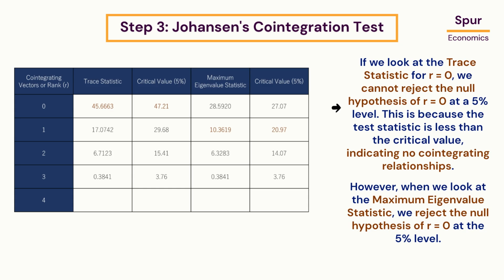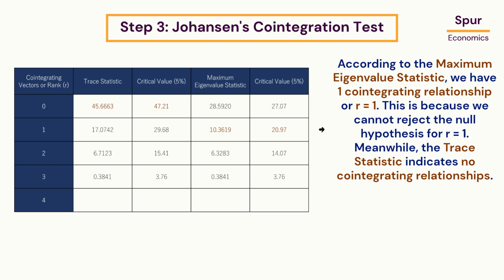If we look at the trace statistic for r equal to 0, we cannot reject the null hypothesis of r equals 0 at the 5% level. This is because the test statistic is less than the critical value, indicating no cointegrating relationships. However, when we look at the maximum eigenvalue statistic, we reject the null hypothesis of r equals 0 at the 5% level. According to the maximum eigenvalue statistic, we have one cointegrating relationship or r is equal to 1.